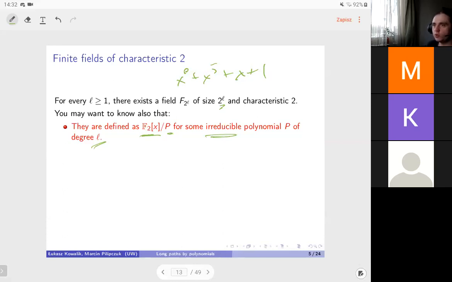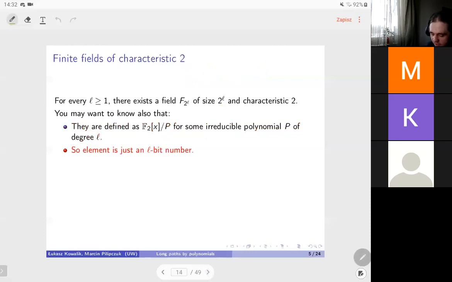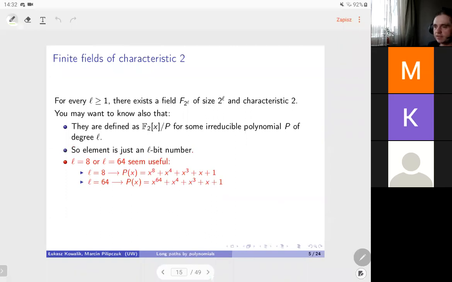I'm not going to prove that this is really a field, that you can make an inverse modulo it. It's not that difficult, but this is how you construct them. The important information is, if you think about this, you're taking this polynomial P, and this is of degree L. So for example, this is x to the 64 plus x to the 4 plus x to the 3 plus x plus 1, where L equals 64. So we are doing a field of size 2 to the 64. So you're taking polynomials with coefficients 0 and 1, so over F2, and you're doing the modulo this polynomial.